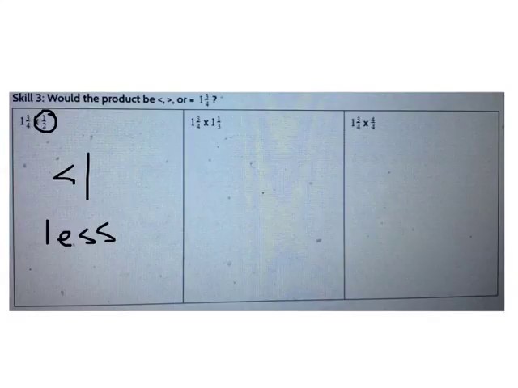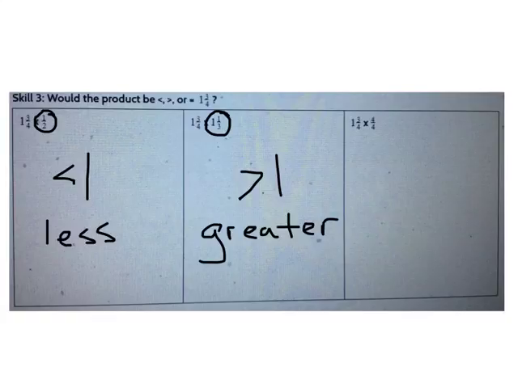1 3/4 times 1 1/3. Is 1 1/3 greater than 1, less than 1, or equal to 1? It's greater than 1, so that means that this product would be greater. 1 3/4 times 4/4. Is 4/4 greater than 1, less than 1, or equal to 1? It's equal to 1, so that means that this product would be equal to 1 3/4.